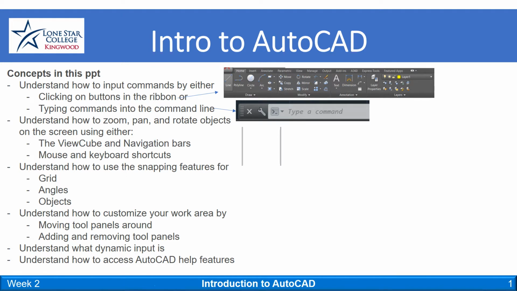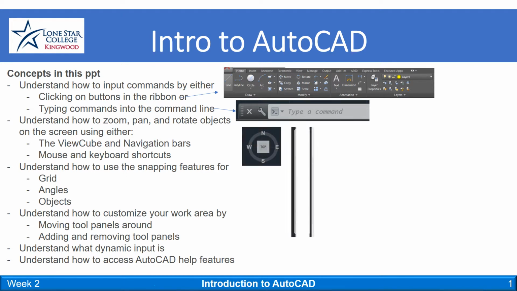We'll also go through some different ways to zoom, pan, and rotate around objects using either the ViewCube or navigation bars. You can also navigate using your mouse button. Be sure and get a mouse that has one of those rolling buttons in the middle, because otherwise you'll be fighting with some of the view tools in here.